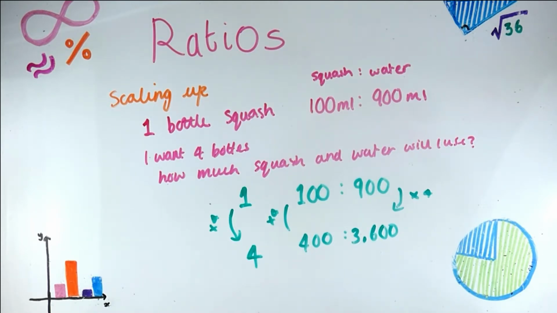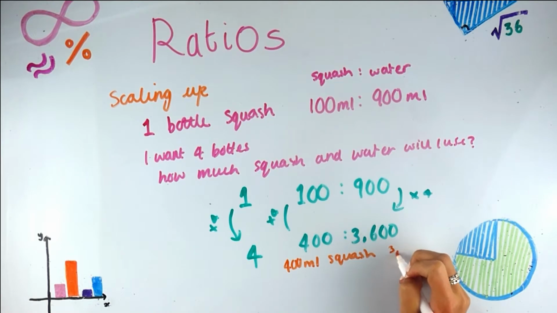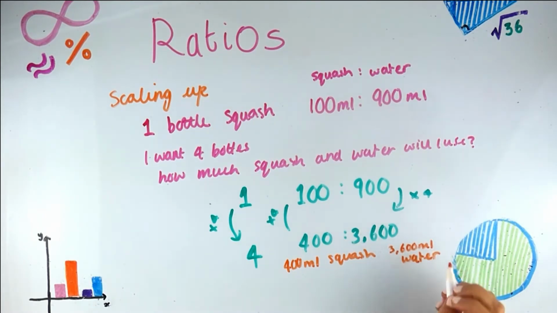Okay, so we found the ratio. So we've scaled it up, basically. So we know now we're just going to give them the answer they want. So 400 millilitres of squash, 3,600 millilitres water, or 3 litres and 600 millilitres of water. So there you can just see that you can work the other way and you can scale it up as opposed to just keep getting smaller and smaller and smaller.